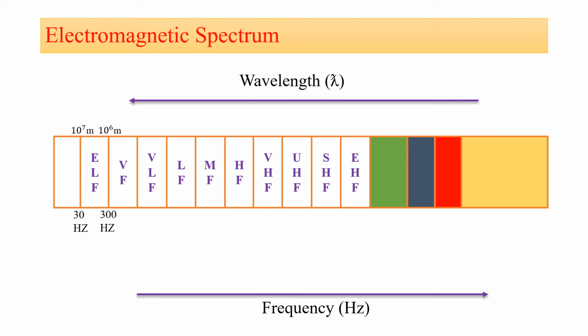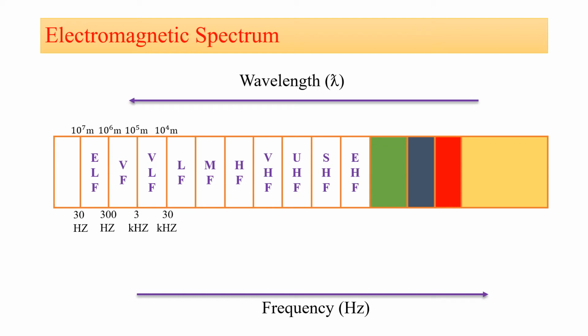Now the next frequency is the voice frequency or VF, and the frequency range for the voice frequency is between 300 hertz to 3 kilohertz, and the wavelength is between 10 raised to 5 meter to 10 raised to 6 meter. Now the next frequency is VLF. VLF is nothing but very low frequency, and the frequency range for the very low frequency is between 3 kilohertz to 30 kilohertz, and the wavelength is between 10 raised to 4 meter to 10 raised to 5 meter.